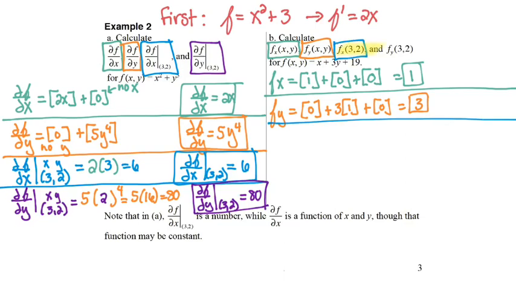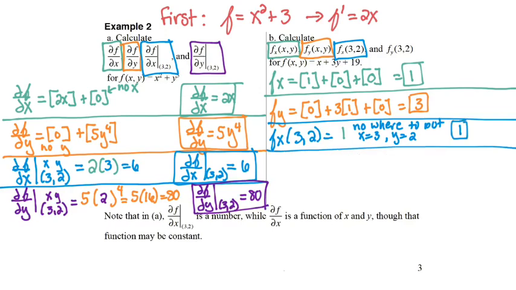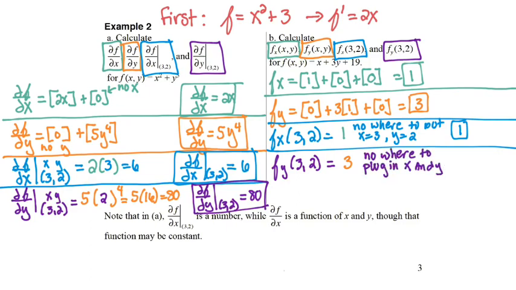Now, taking the partial derivative of x, evaluated at the point 3, 2, we start with the partial derivative of x, which was just 1, and there's nowhere to put x equals 3 and y equals 2, so we're just done. Our answer is 1. Same thing for the last part of this question. The partial derivative of y, evaluated at the point 3, 2, is the partial derivative of y, which is 3. Again, there's nowhere to put in the x and y values, so we just have 3.